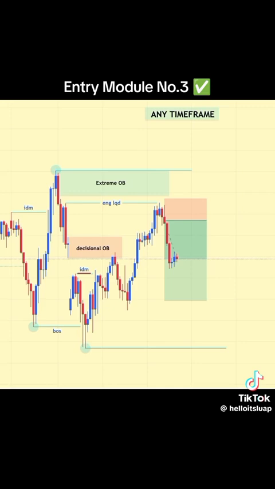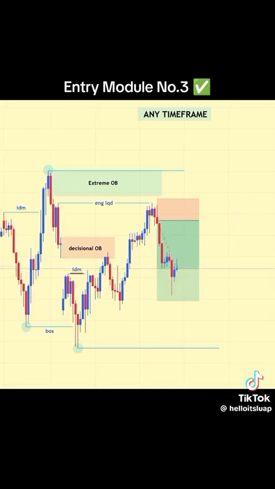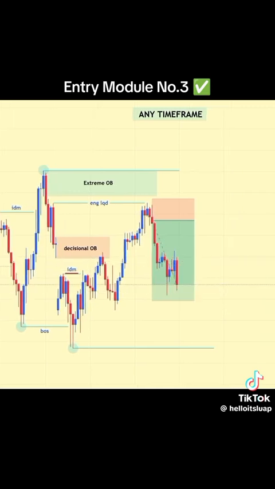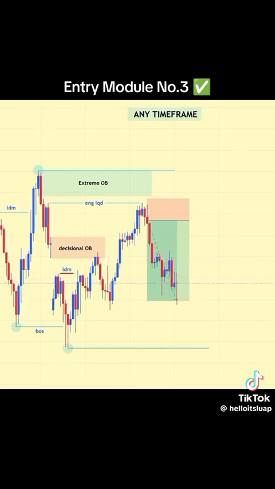So probably you will be waiting for price to eventually come back and mitigate the order block before you make that ultimate reversal. As you can see, price eventually mitigated my zone right here, and probably someone else will still be waiting for price to mitigate the extreme order block right here. Even after seeing the engineering liquidity sweep, they will still be waiting for the extreme order block mitigation before making that ultimate reversal. But it's not always that price will make the ultimate reversal after mitigating the extreme order block.